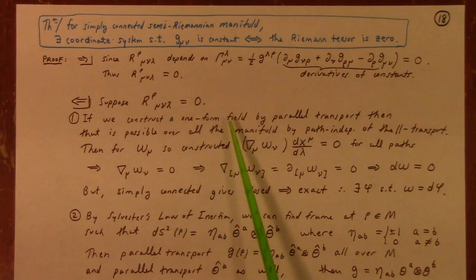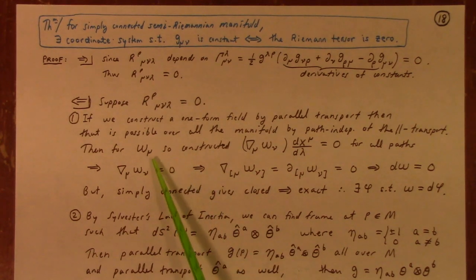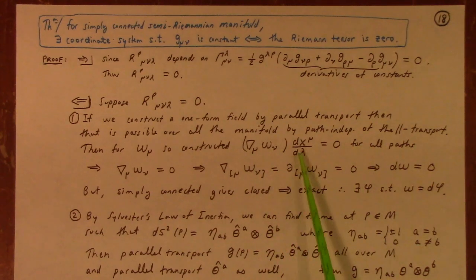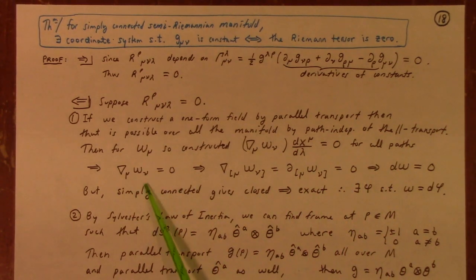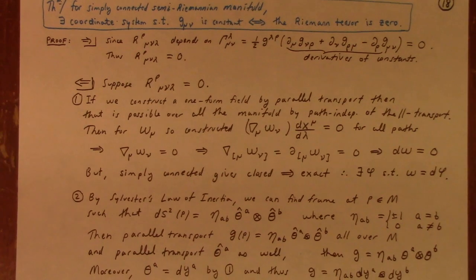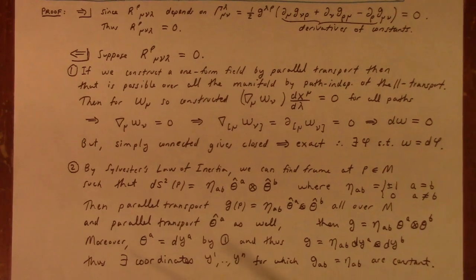So if you take this one-form field and parallel transport it, that means that the covariant derivative of the so-constructed one-form field is 0, which then means the exterior derivative of this parallel transported one-form is 0. But if the exterior derivative is 0, that means it's a closed form. And since we're on a simply connected region, closed implies exact, which means that there exists a phi such that omega is d phi. All right, so that's ingredient number 1. You can essentially create these global exact forms. Not any one-form, but a one-form constructed from parallel transport can be made into an exact form, all right?